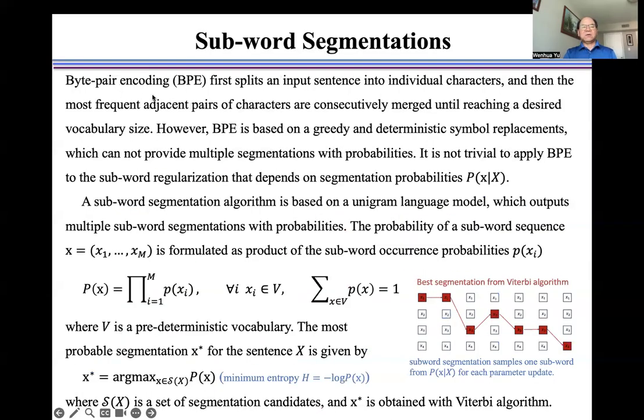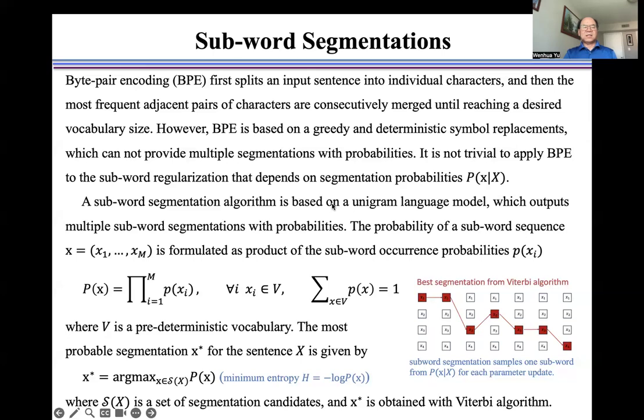Byte pair encoding first splits the input sentence into individual characters, and then the most frequent adjacent pairs of characters are iteratively merged until reaching a desired vocabulary size. However, BPE is based on greedy and deterministic simple replacements, which cannot provide multiple segmentations with probabilities. It's not trivial to apply BPE to subword regularization that depends on segmentation probabilities P.